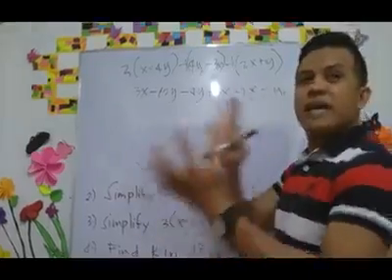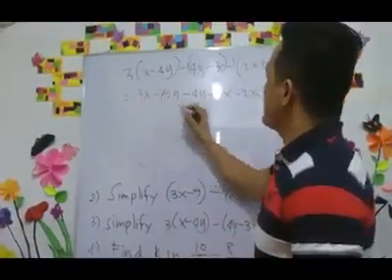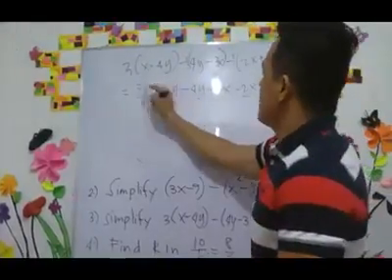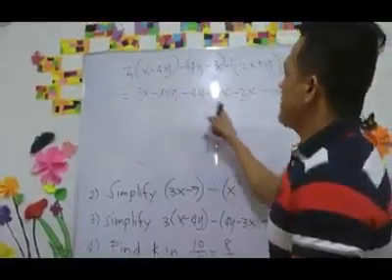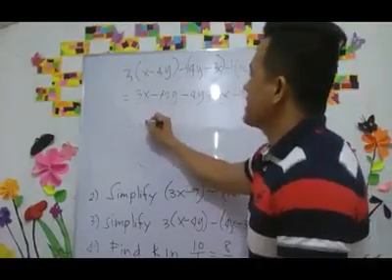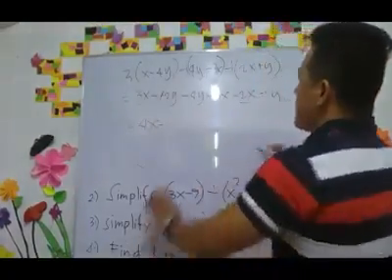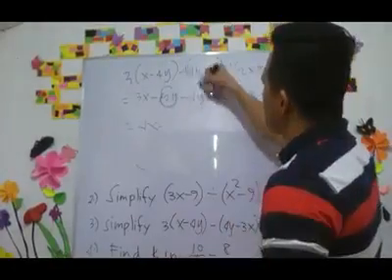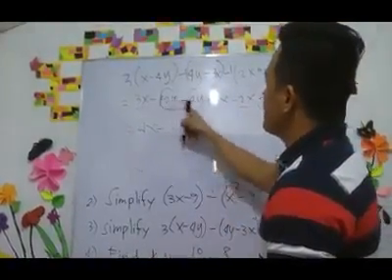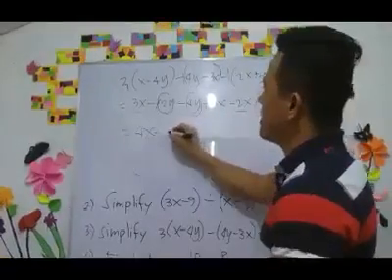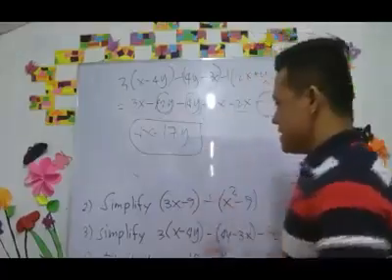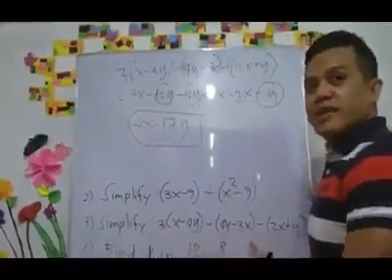Now, just combine like terms. We have 3x, 3x, and negative 2x. 3x plus 3x is 6x, minus 2x is 4x. Next, we have negative 12y, negative 4y, and negative y. Negative 12 plus negative 4 plus negative 1 is negative 17y. This is the simplified form of this expression.